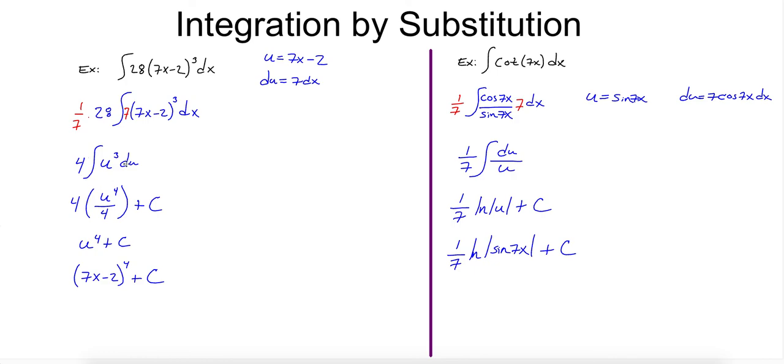Over here, there wasn't necessarily an innermost piece. That 7x may not have helped us unless we knew what the antiderivative of the cotangent was off the top of our head. But when we get to this point where we have cosine over sine, the reason we choose to make the sine equal to u and not the cosine is that when we take the derivative of the sine, we get cosine. So I see a piece of that derivative already in the integral, and that's how I knew to go that route.